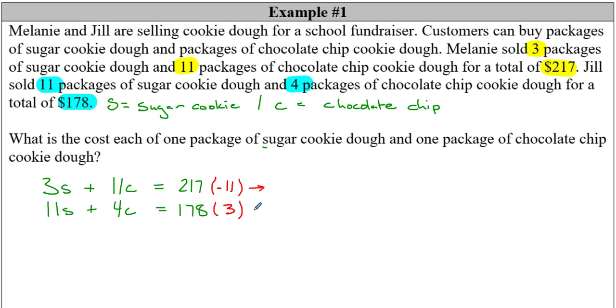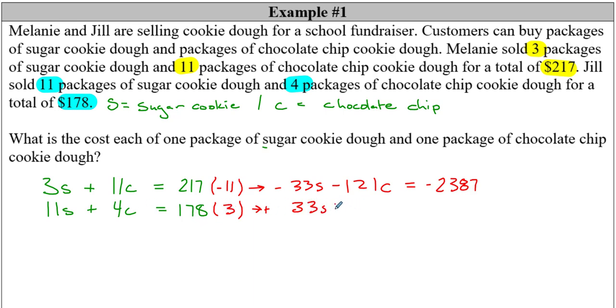And then we will rewrite these. So 3s times negative 11 is going to be negative 33s. Negative 11 times 11 is going to be negative 121c. And 217 times negative 11 is going to be negative 2,387. All right. Then I am going to add my second equation. We got 3 times 11s. This is going to be 33s.